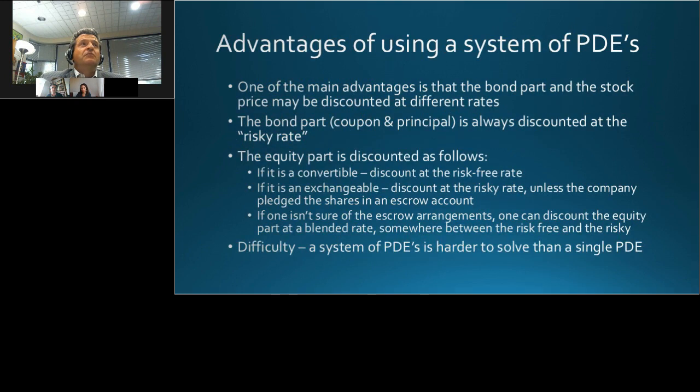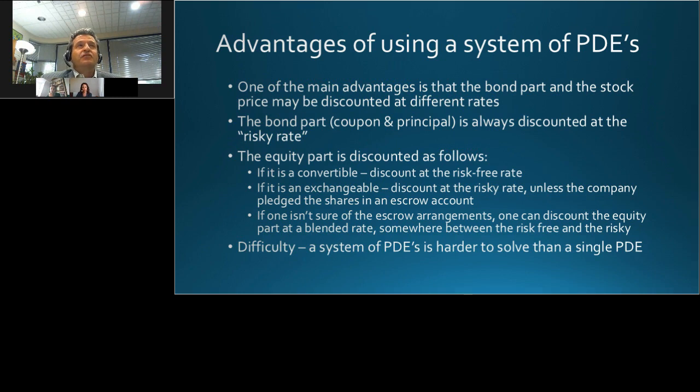There are some advantages to it. The main advantage is that the bond part and the stock part of the convertible have to be discounted at different interest rates. We usually say that the bond price is discounted at the risky rate, which is the rate plus the credit spread, and the stock price is discounted at the risk-free rate that does not include the credit spread. Unless, of course, it's not a convertible but an exchangeable, and it has to do with the escrow arrangement, et cetera. So this is all taken into account, but the actual rate is determined by the problem itself and not by some assumption of the user.